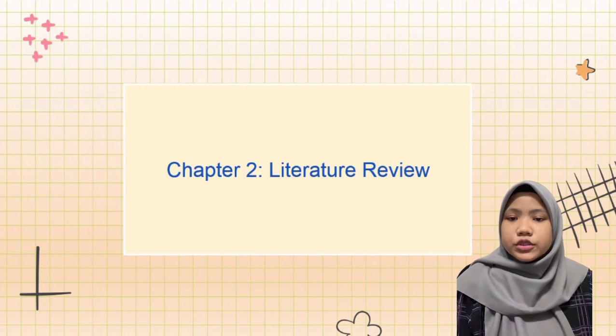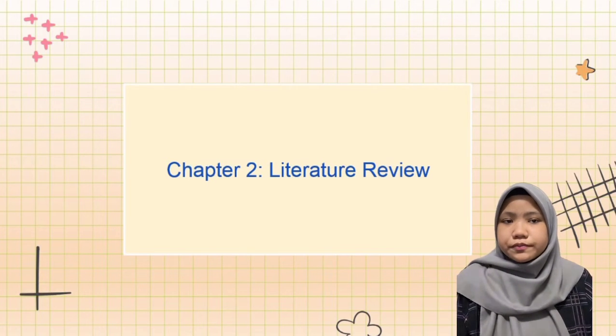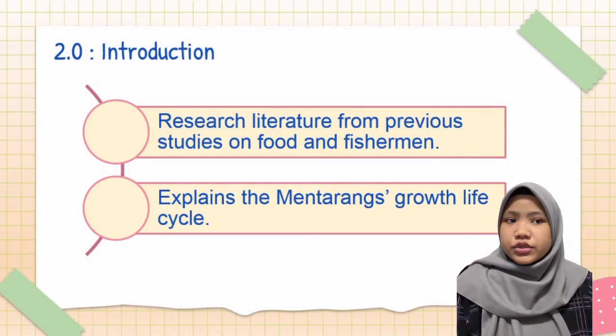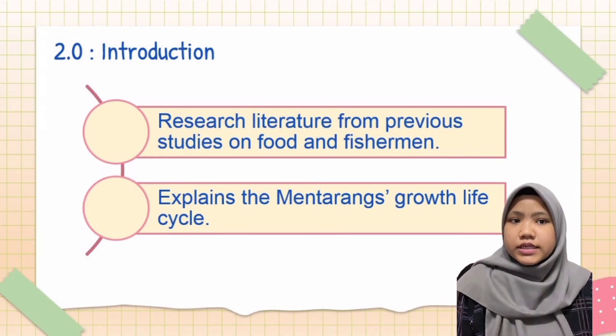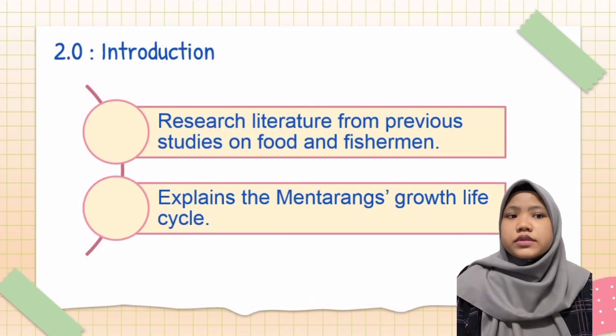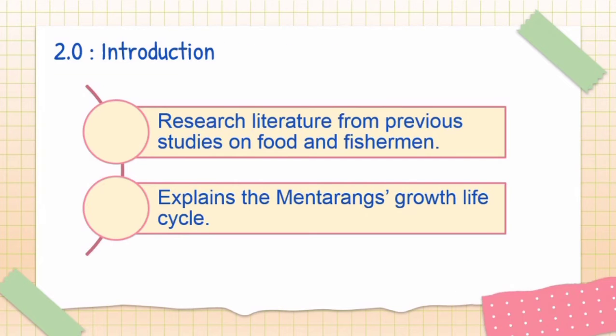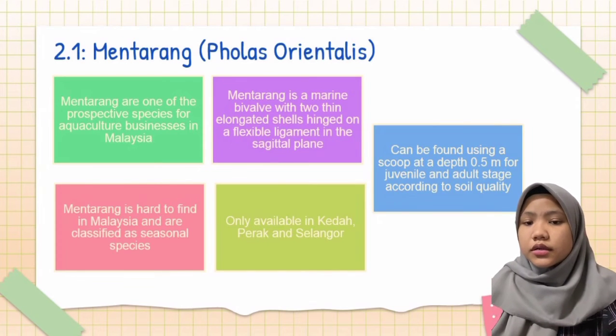So I will continue for chapter 2, literature review. Introduction. This chapter is devoted to the research literature from previous studies on food and fishermen. The prior studies journal was used to connect the topic with the study's key objectives. University Science Malaysia was used as an example of previous research in the study. In addition, this chapter will explain the mentarang's growth cycle. Next, mentarang, in the specific name, Pholas orientalis.